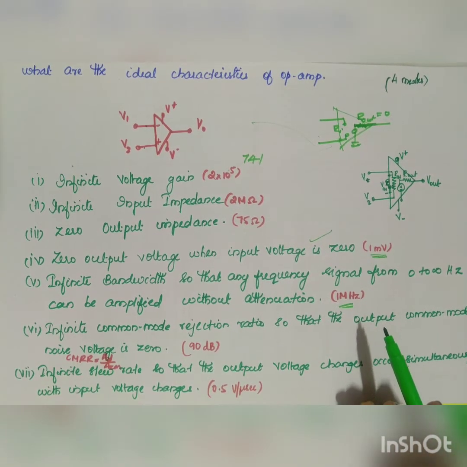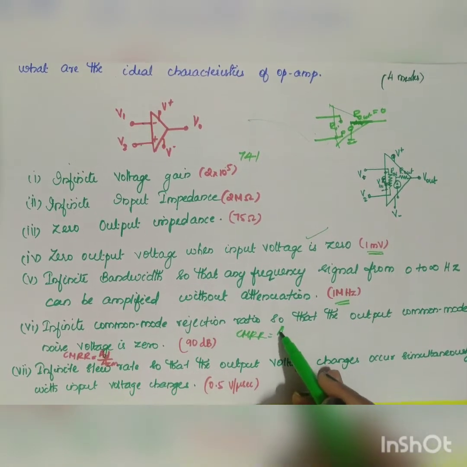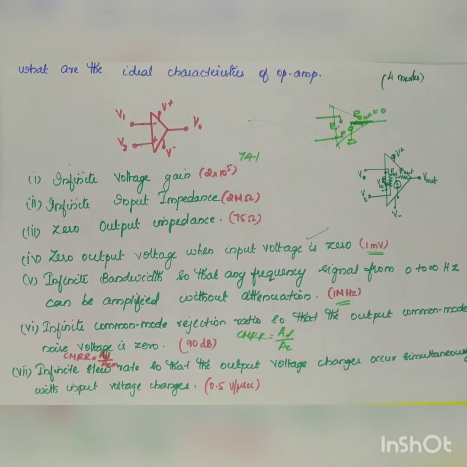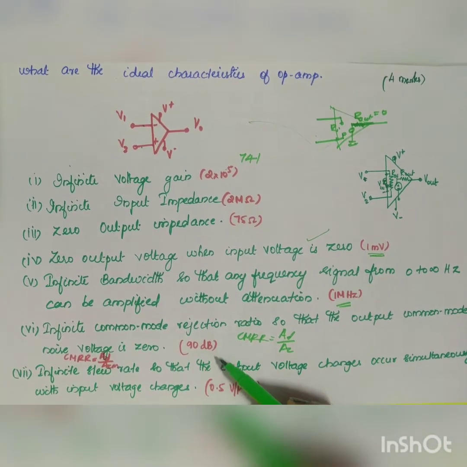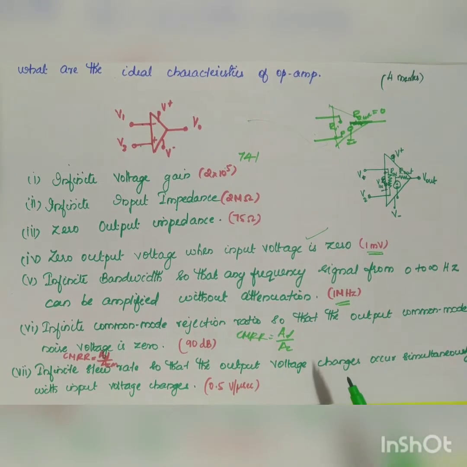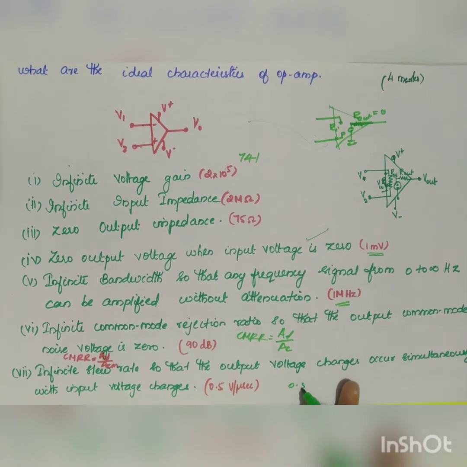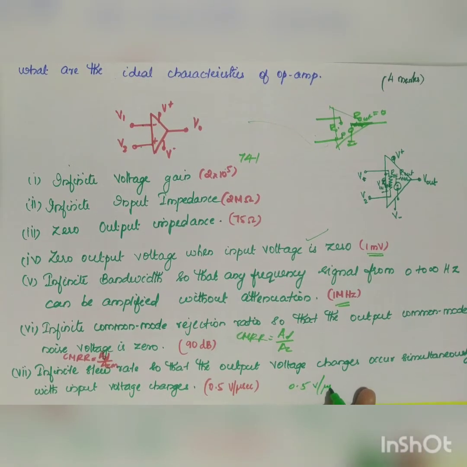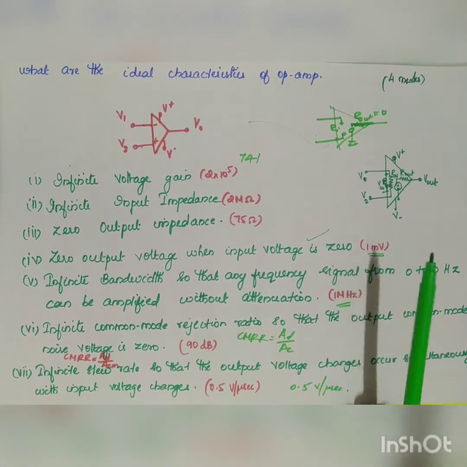Then common mode rejection ratio, which is nothing but CMRR, which is equal to your differential gain divided by your common mode gain, right? So your practical value is 90 dB. Next, last one is your slew rate, which is the rate of change of output voltage with respect to time. Your practical value is 0.5 volt per microsecond. So these are the points which you have to write for 4 marks.